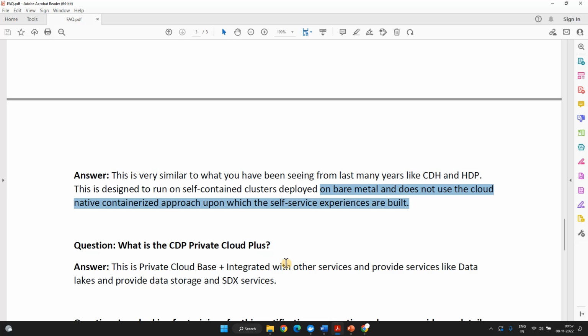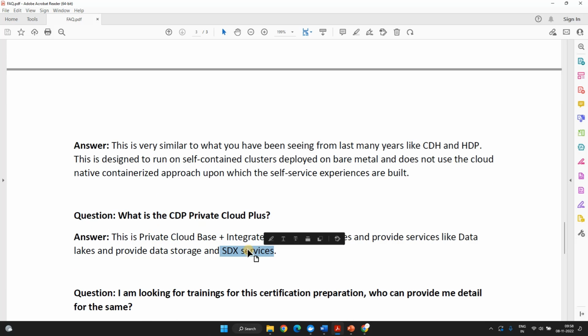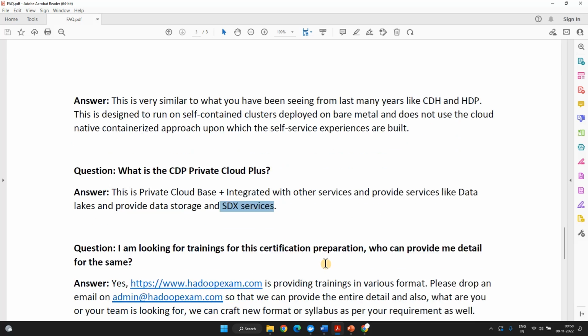What is the private cloud plus? Basically, this is the private cloud base version we have discussed, plus integrated with other services and providing services like data lakes, data storage, and SDX services, secure data exchange services. All these things together are called private cloud base plus, correct?